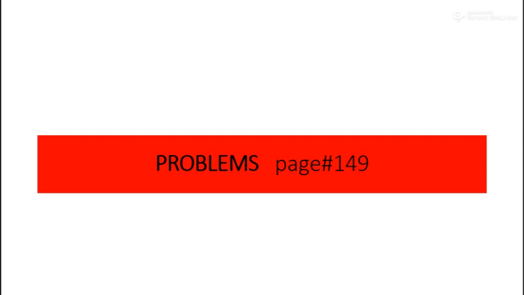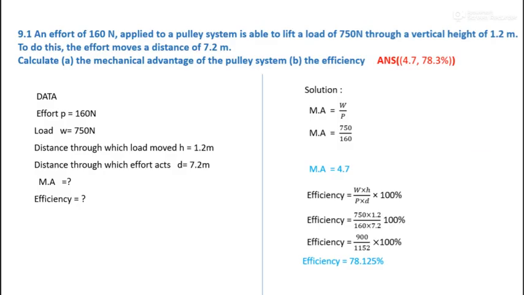Now problem on page number 149, please open 149. An effort of 160 newton applied to the pulley system is able to lift a load of 750 newton through the vertical height of 1.2 meter. To do this, the effort moves a distance of 7.2 meter. Now calculate the mechanical advantage of the pulley system and the efficiency.